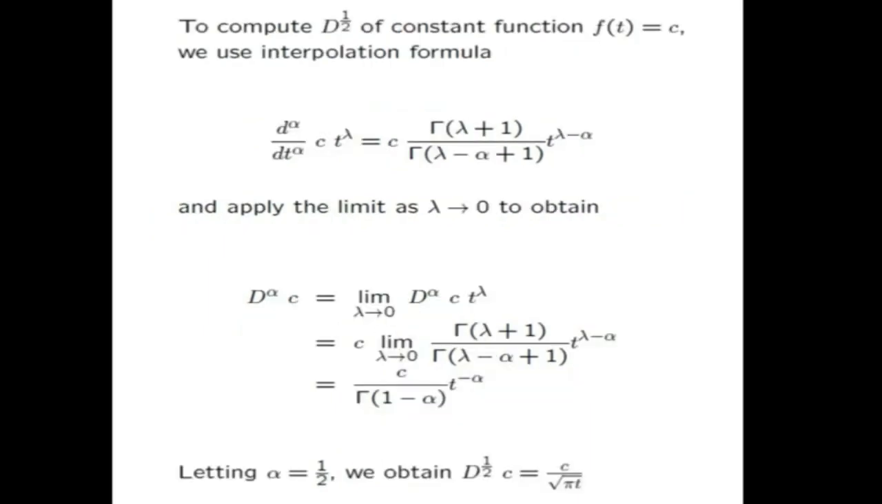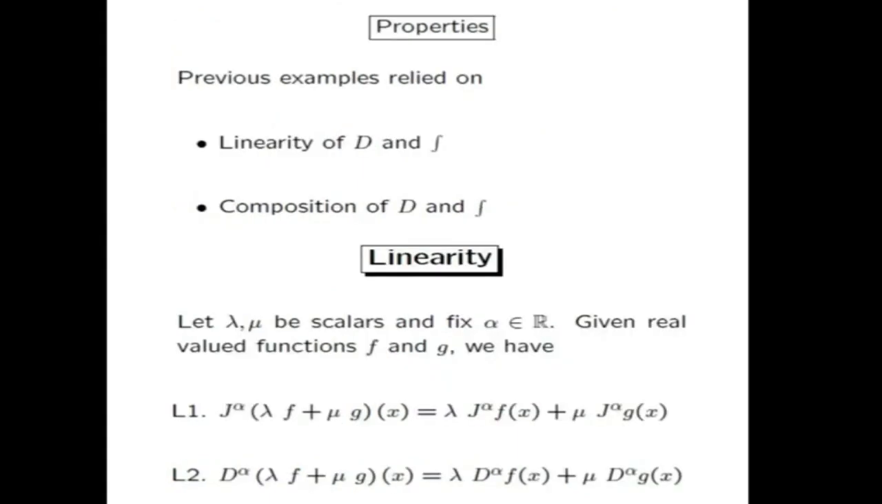Okay? To compute the semi-derivative of a constant function, we use the same interpolation formula, but we also rely on the linearity of the non-integer order derivative and the linearity property for the limits. So we apply the limit as lambda tends to 0, and we evaluate this interpolation formula with the limit and the constant being pulled out in front. So we obtain the result easily as well. Okay, we've used these properties, the linearity and composition properties, but we've not yet seen them. So let's quickly take a look at that.